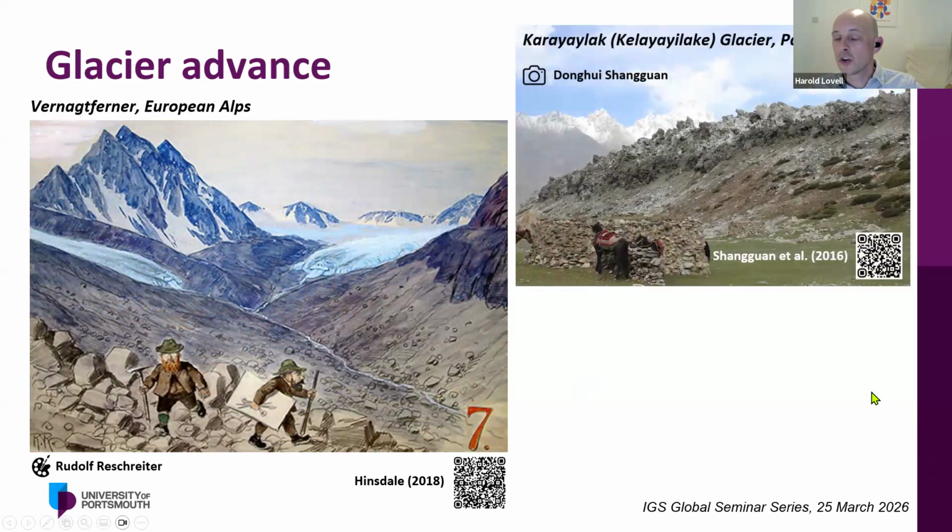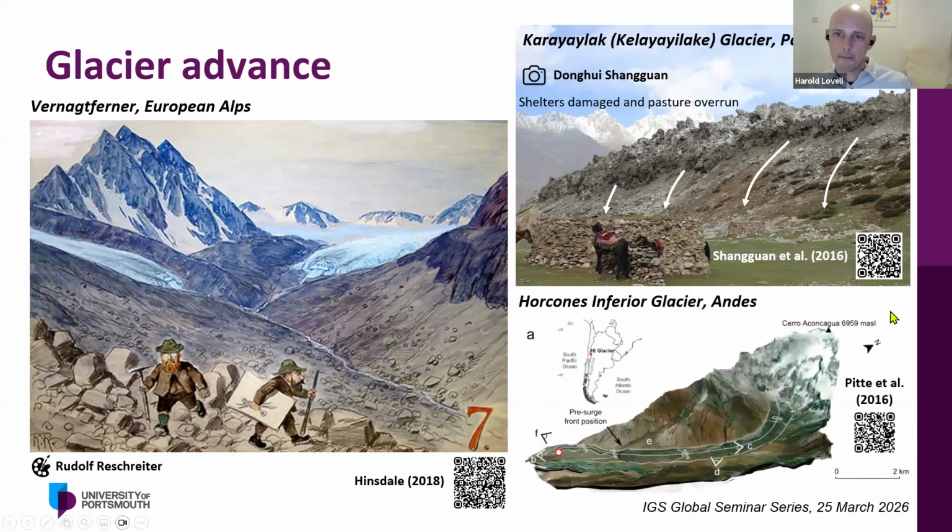So in terms of some of the examples, this is the Karjala Glacier in the Pamirs. And this is it advancing and surging, and it cascaded a bunch of boulders and ice down, which damaged some of these animal shelters and also covered quite a lot of pasture land, so obviously presenting a disruption and risk to human activities.